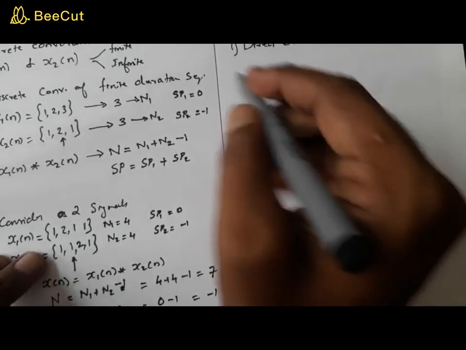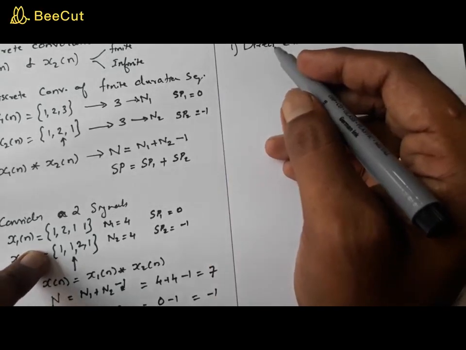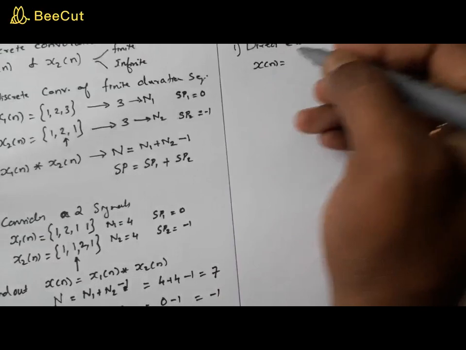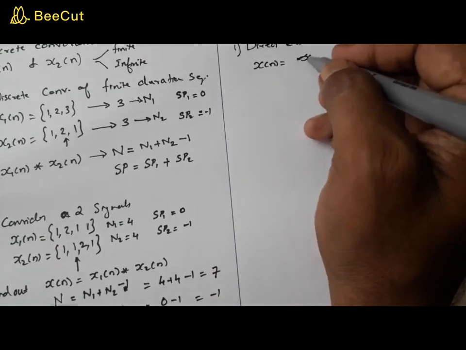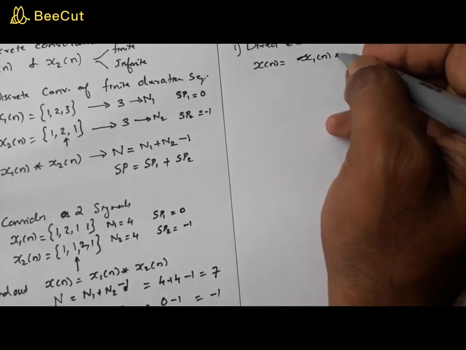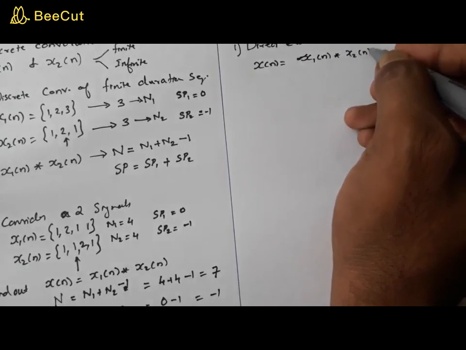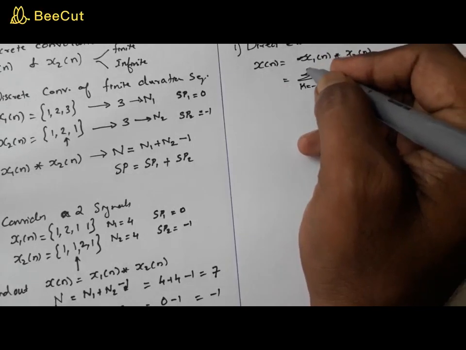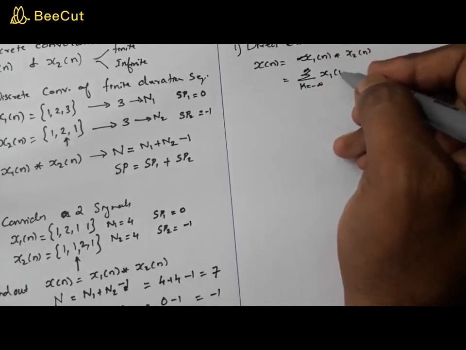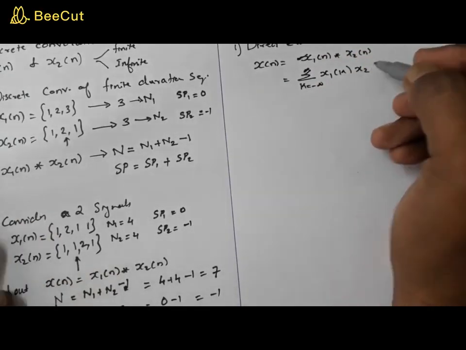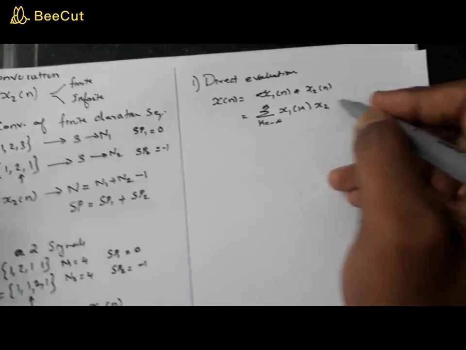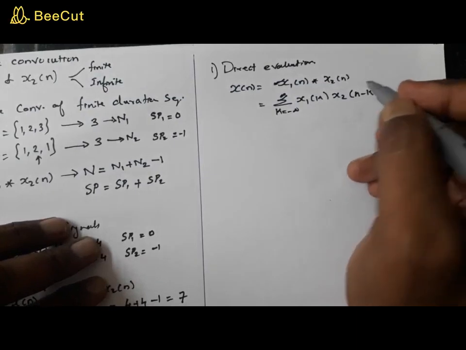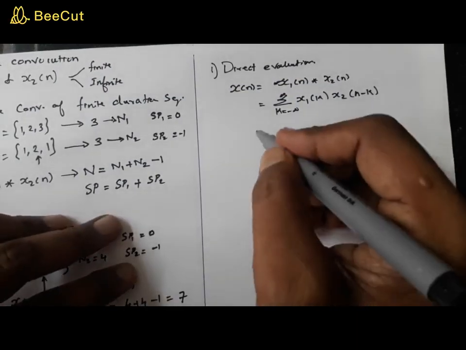When you perform the direct evaluation method, you are using the expression x of n is equal to x1 of n star x2 of n. What is that expression then? It is the sum over k from minus infinity to plus infinity of x1 of k into x2 of n minus k.